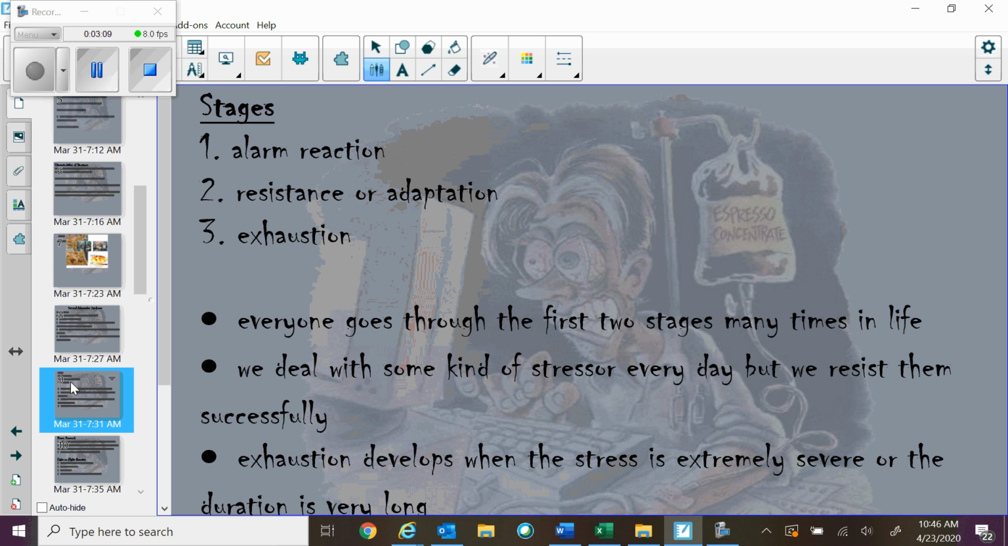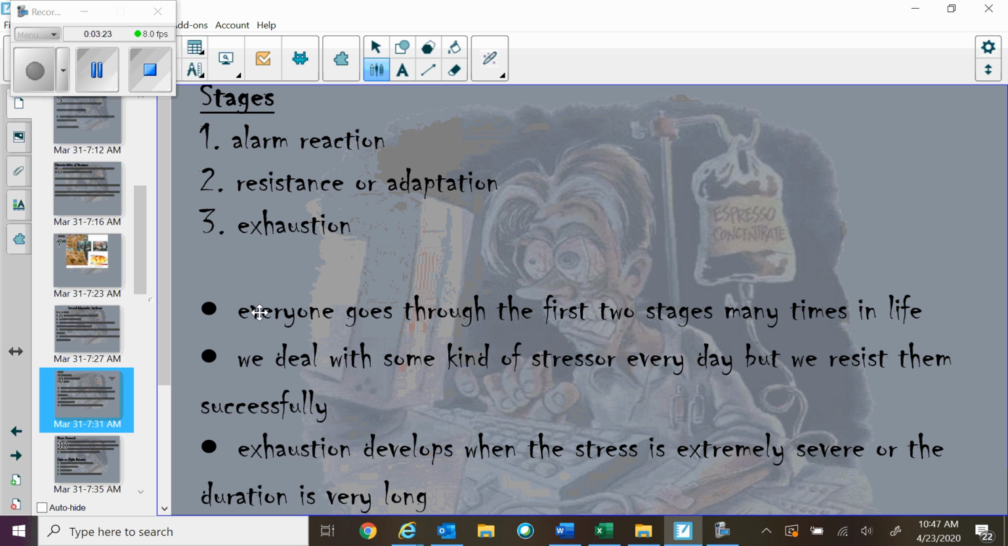So the tough folks that can handle the perception of this particular stressor are the ones that will resist the exhaustion for the longest period of time. So in discussion, we have to mention that everyone is going to see these two stages pretty much at any point in their life. We have small stressors every day, but we learn resistance, right? Exhaustion comes when it's extremely severe, as I've mentioned, or the duration of the stressor is very long.